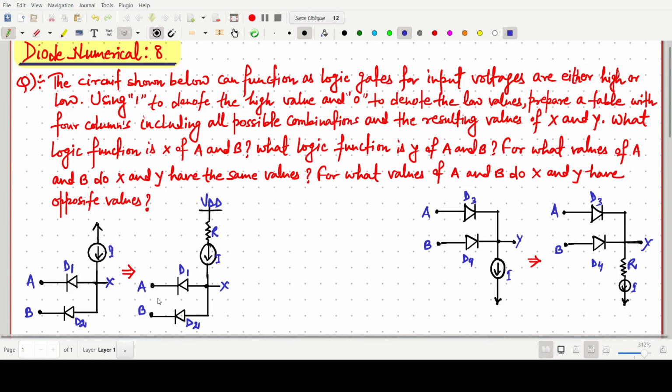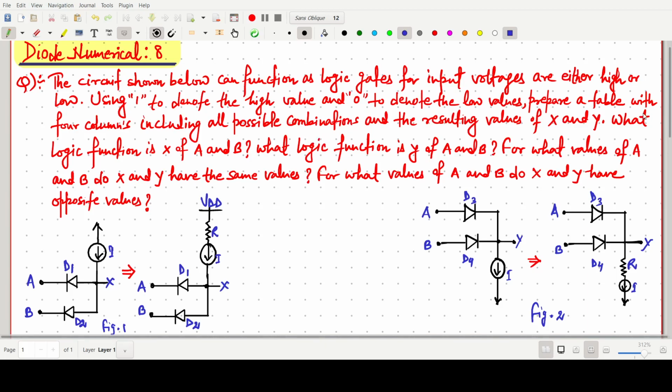This one is figure 1, and this one is figure 2. Two circuits are there, and both represent some logic gate, for input voltages that are either high or low. We can say 1 denotes logic high and 0 denotes logic low.